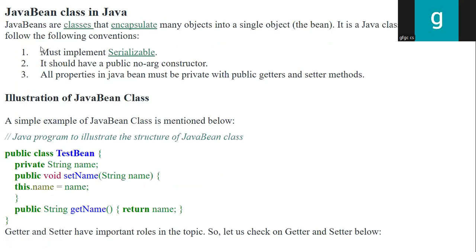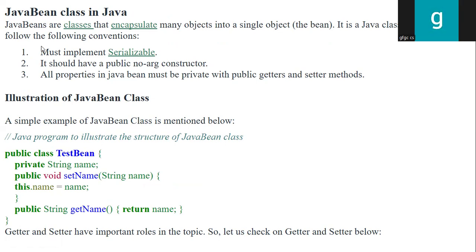Here, Java Bean class in Java. Java Beans are classes that encapsulate many objects into a single object. It is a Java class that should follow the following conventions. It must implement Serializable. It should have a public no-argument constructor. All the properties in a Java Bean must be private, with public getter and setter methods.